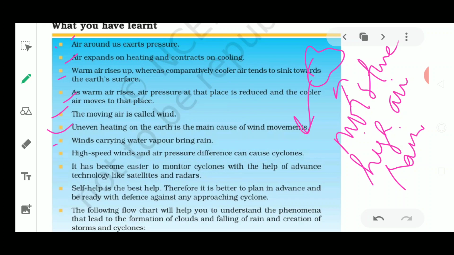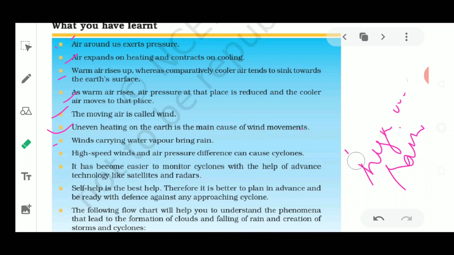Next is that high speed winds and the air pressure difference cause cyclones. Yes, so whenever high speed winds are there, now why are these high speed winds there? It is because of the low pressure which has been created by the uneven surface heating. Okay, so this uneven surface heating is causing the low pressure to develop at a much higher rate. So because of the low pressure, when it is persistent for a longer period, means it is going to remain in that condition over a very large area for a greater time, then what happens, there is much more likelihood of cyclones being caused.